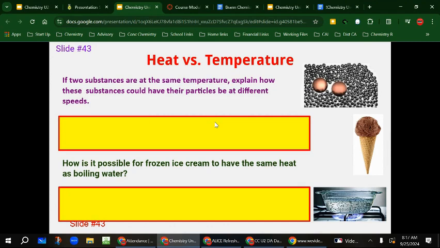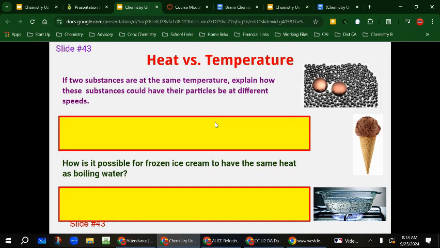If one of them was colder than the other. Oh, larger. Now remember, it says both objects are at the same temperature. Okay? How could those objects, how could their particles be at different speeds? One of them has more mass. And then the particles would move how?